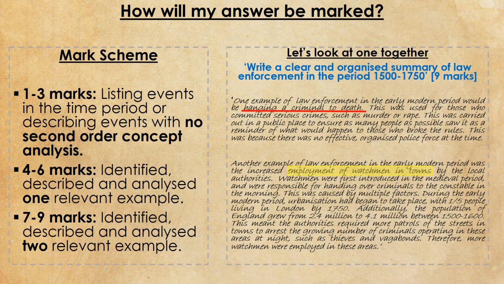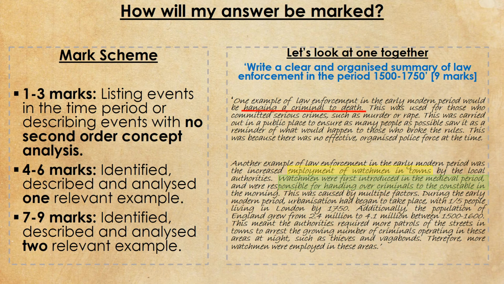So they say watchmen were introduced in the medieval period and were responsible for handing over criminals to the constable in the morning. Right, this is description. They are telling us the job of the watchmen at this particular period. Okay, so again, they've got some description here. Now what we're looking for is, well, can they include any more description, or are they going to start talking about a second order concept here?